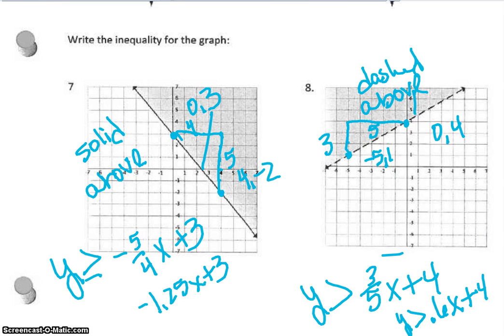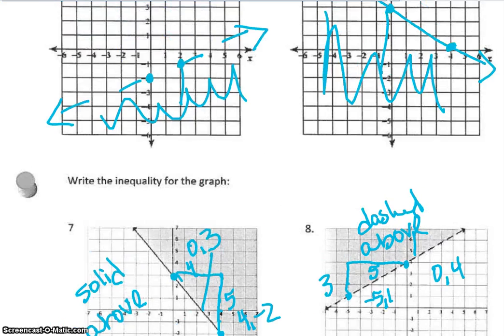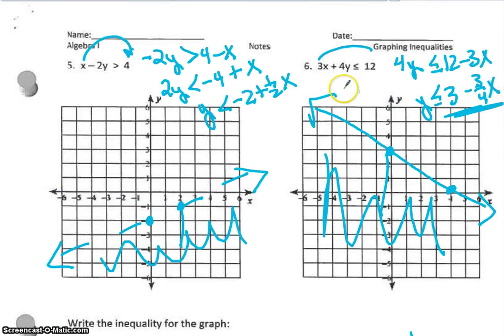I don't care which way you do it. If you're comfortable with rise over run, it's faster. If you're not comfortable, you need to go to stat to make sure you have it right.